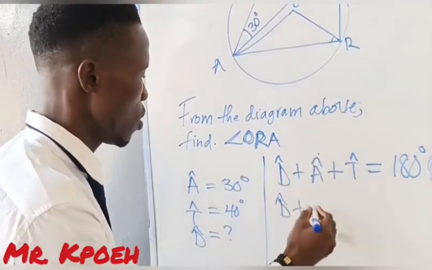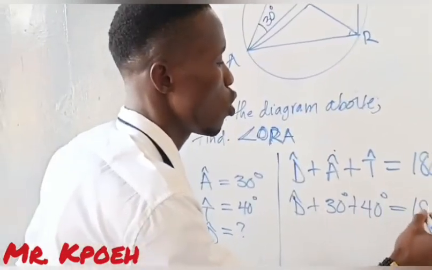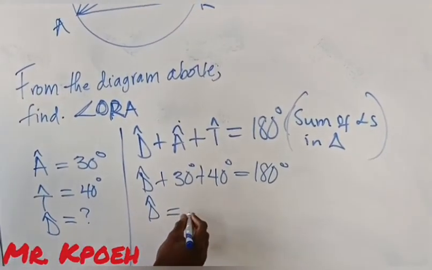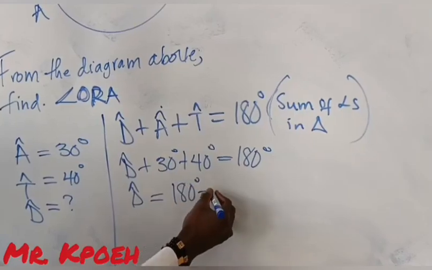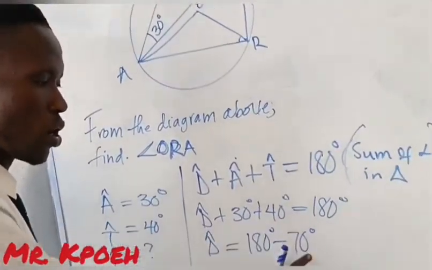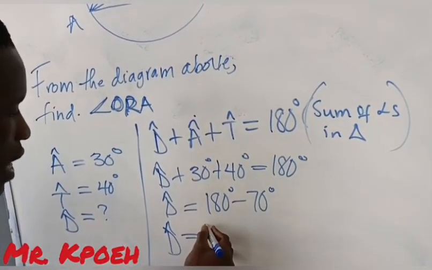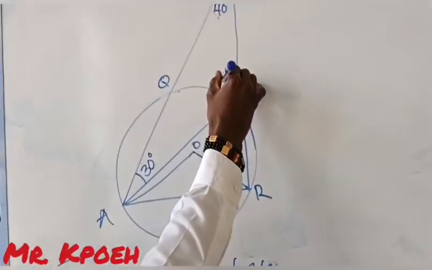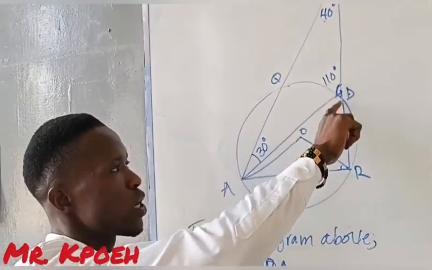We have 30 degrees plus 40 degrees plus angle D equal to 180 degrees. I'm aware 30 plus 40 is going to be 70, so I have 180 minus 70 degrees. How did I get 70? I added 30 and 40 together, 70 degrees. And of course I'm aware that D here will be 110 degrees. Now, this portion is 110 degrees. If you're following, first we have found this angle, we found this angle too.